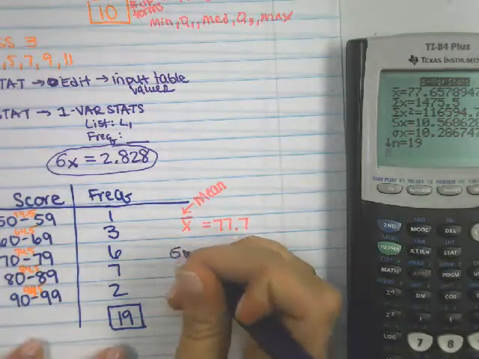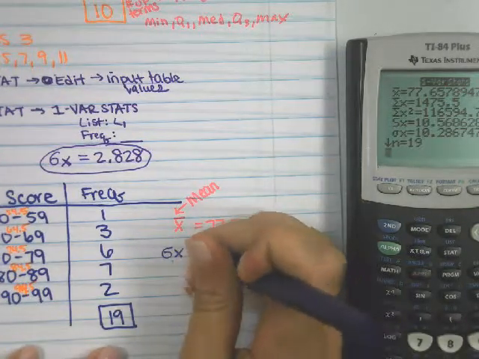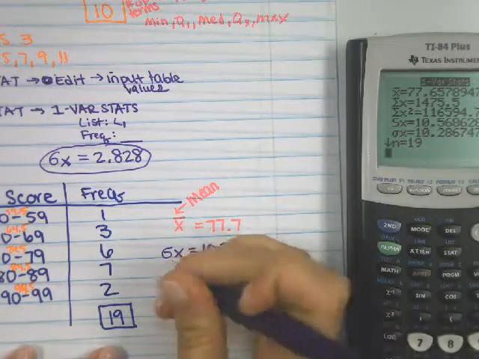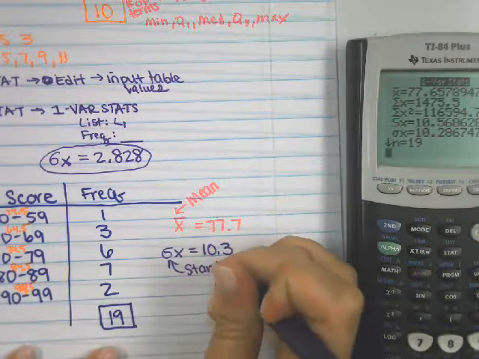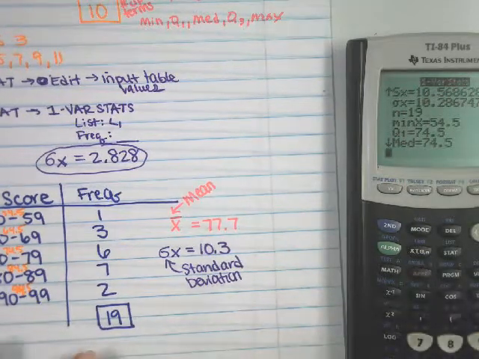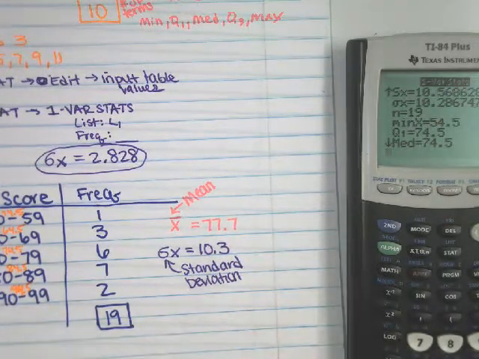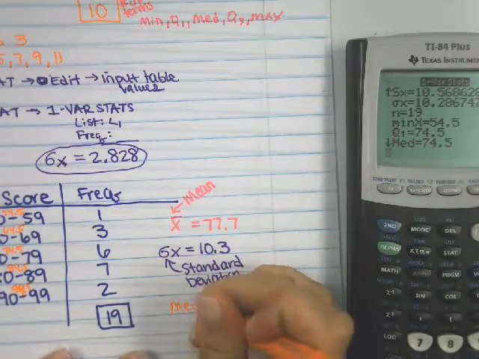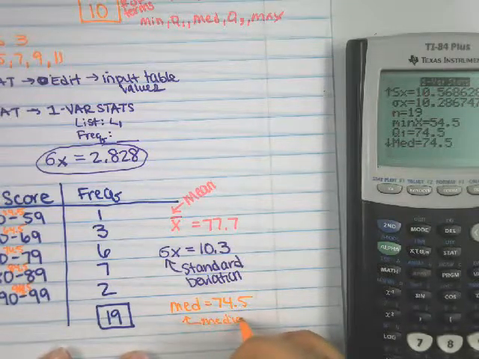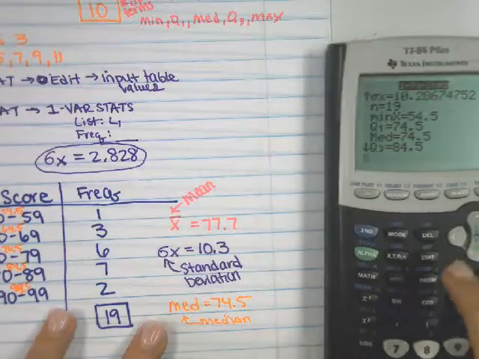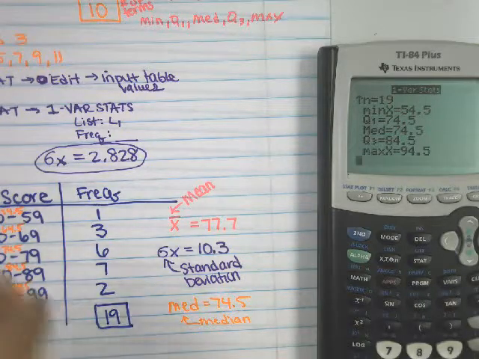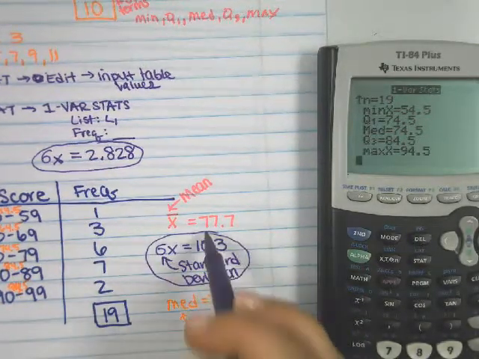The next value of interest is this one. This gives us 10.286. So we'll round to 3 sig figs. This is standard deviation. And then if we needed maybe median, that also comes from the table. So it says MED 74.5. This is the median. And then you could make a box and whisker plot using your min, Q1, median, Q3, and max. Okay, so if it asks for that. But this one would be asking for the standard deviation.